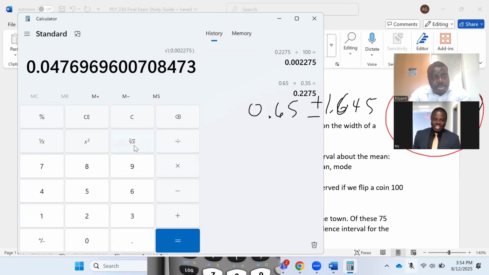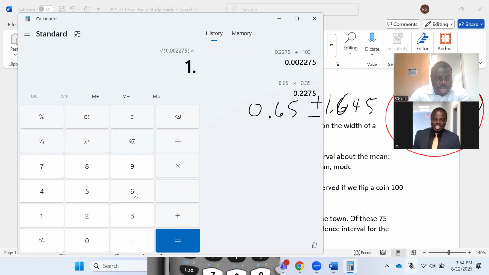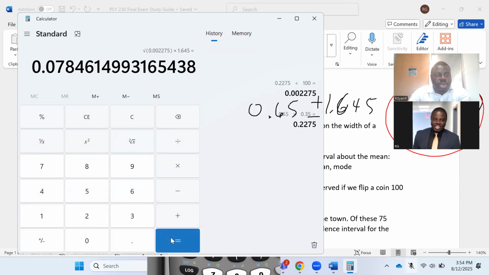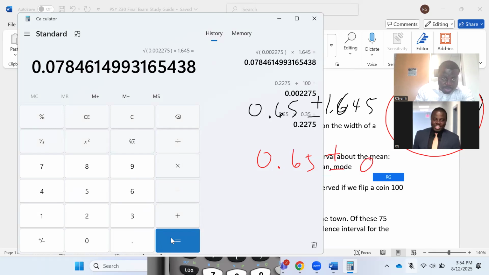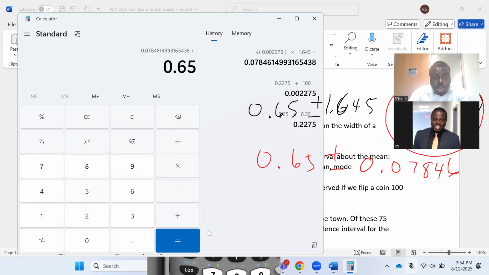Now I have to multiply what I get by the z value, 1.645. So I'm going to do times 1.645 equals 0.07846. At this point, you can round, depending on what the problem says. So we have 0.65 plus or minus 0.07846. Then I add that to 0.65, and after that I subtract it from 0.65. You could do whichever one first, but I'm going to do the addition first, just because adding is not going to give me a negative.